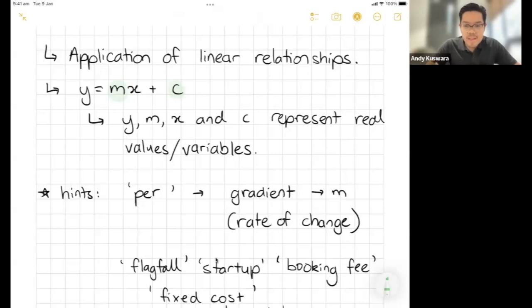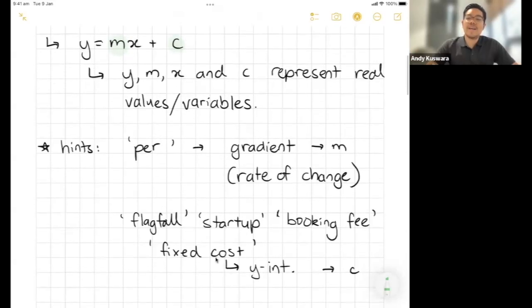Then they'll also talk about this other thing. They'll sometimes call it a fixed cost. They'll call it flag fall. They'll call it startup or a booking fee. If you don't know what a flag fall is, long story short, if I hire a taxi, it's kind of like the booking fee. If I talk about a startup, that means how much money I need to begin a business or something. It means without having produced anything, I still need to pay that price. Same thing with a booking fee. I will need to pay a booking fee no matter how long I book for. I have to pay that booking fee. We often call that a fixed cost.